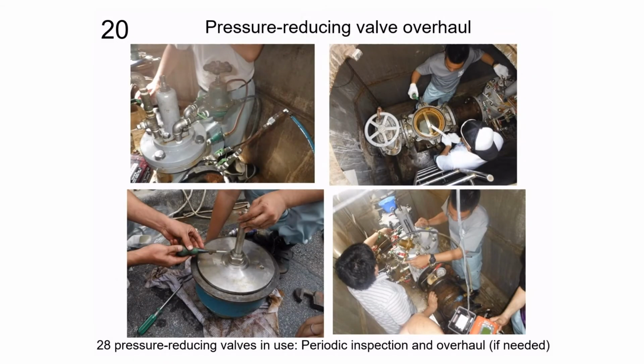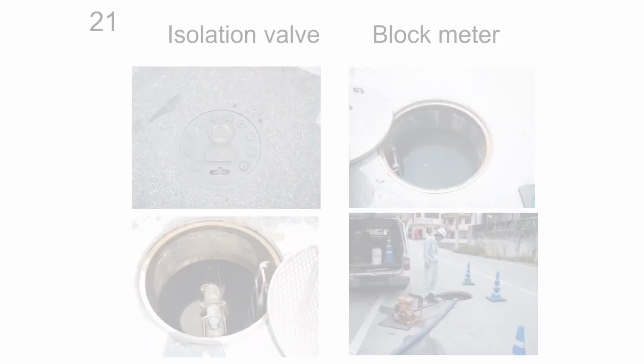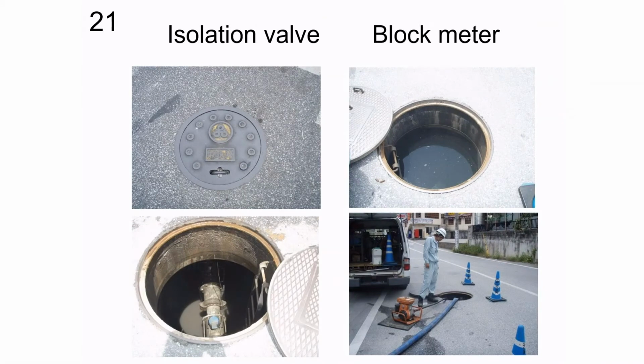These photos are taken at the time of pressure reducing valve overhaul. Currently, there are 28 pressure reducing valves that are in operation. And we conduct periodic inspection as well as overhaul whenever necessary.